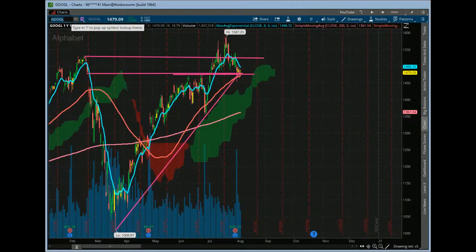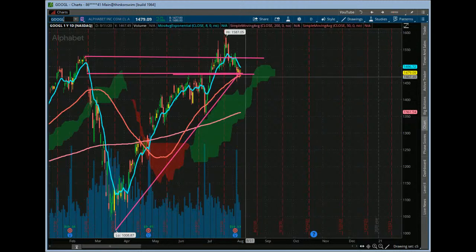Inside day on Google, holding the 50-day so far, but everything's kind of curled over. If it loses that 50-day, watch out, right? It might work its way down to the cloud.